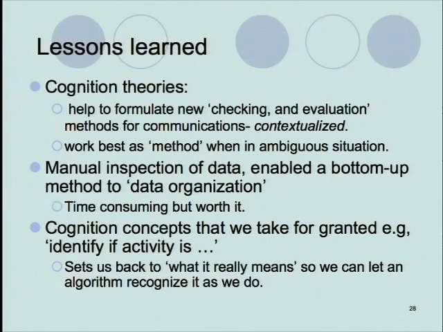And so although it seems time-consuming to do this manual inspection and real observation, there were many lessons learned. For example, using the cognition theory, even at the abstract level, we don't really know exactly what variables to look for right now, but we already have a new formula to check and evaluate communications that's more contextualized. And it works best in a method of ambiguous situation.